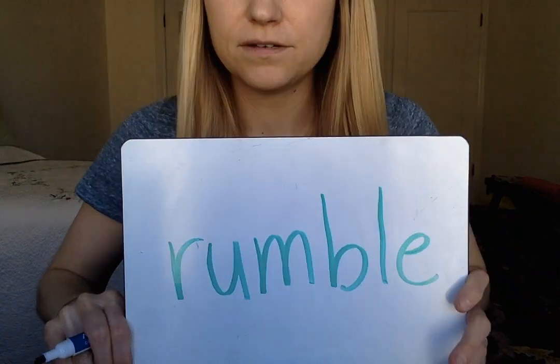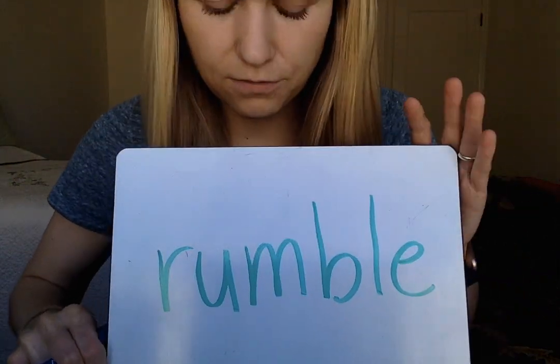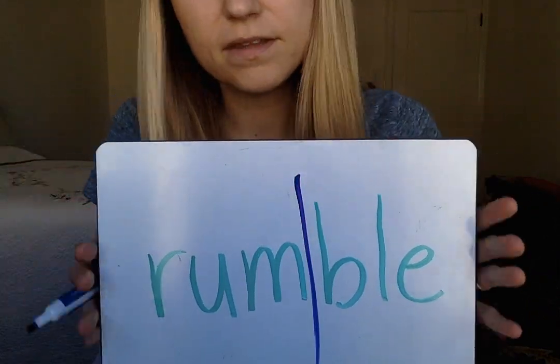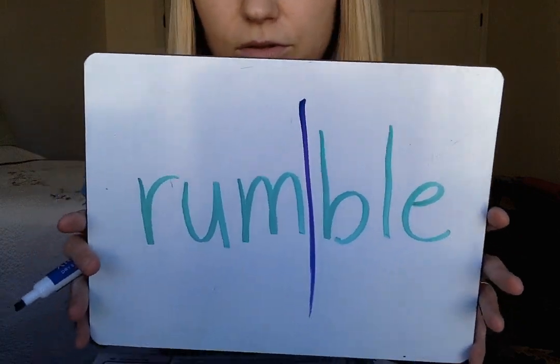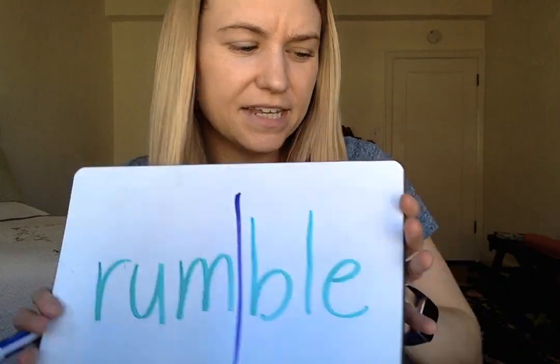R-U-bull, B-L-E, rumble. So, how do we split this into 2 syllables? Rum-ble. Hopefully you just went like this. Bam. If you did, you got it. Woo! All right. That wasn't so bad.